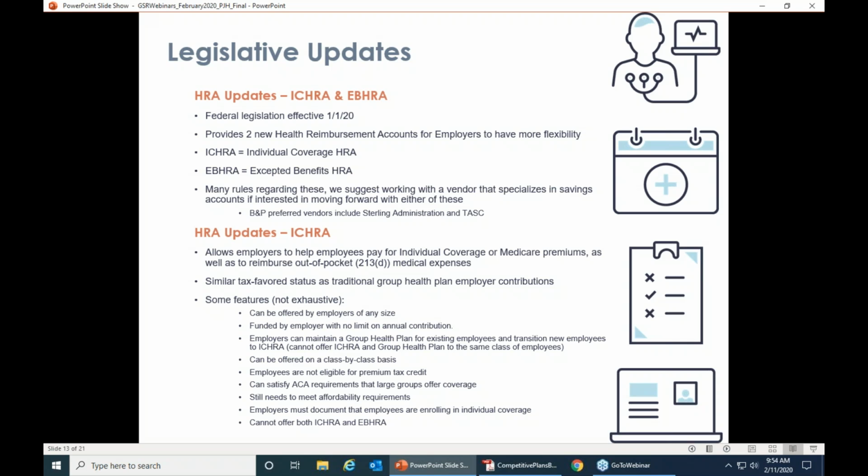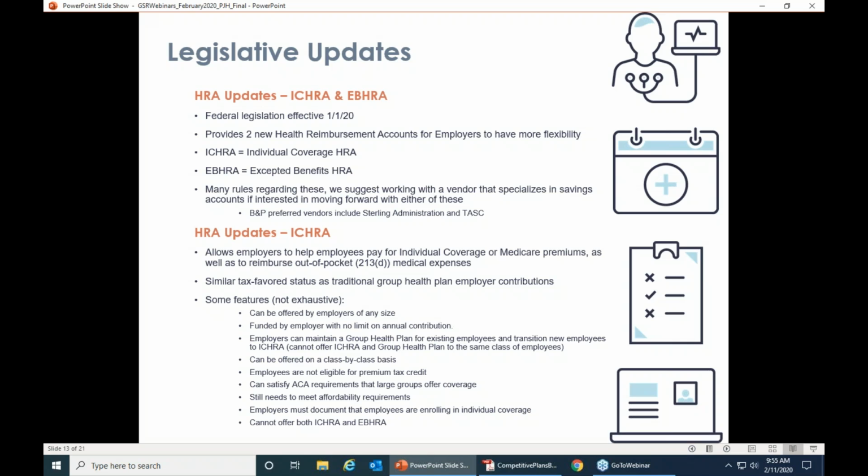HRAs, this has been a hot topic. A lot of employers are hearing more and more about this and are wondering, should I do this? Should I do this instead of my group plan? Obviously, we are big fans of keeping the group plan in place, but we just want to make you aware of what's going on with these HRAs. And there are 2 of them you want to be aware of.